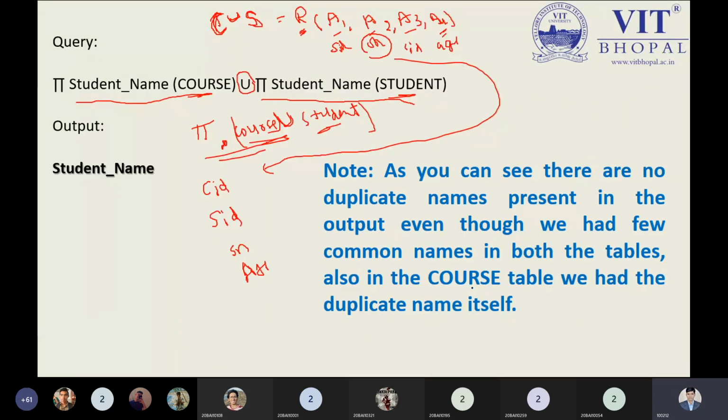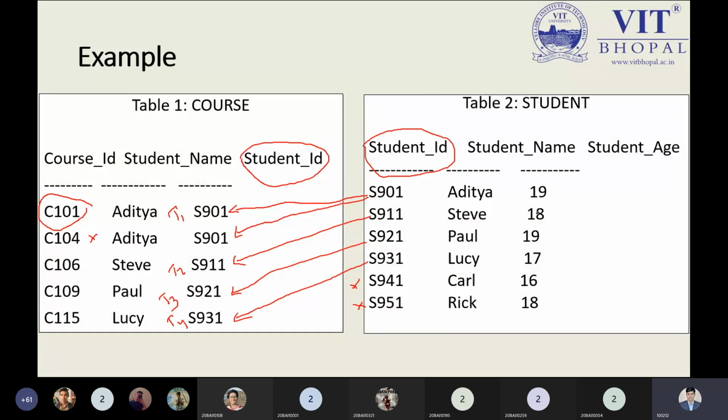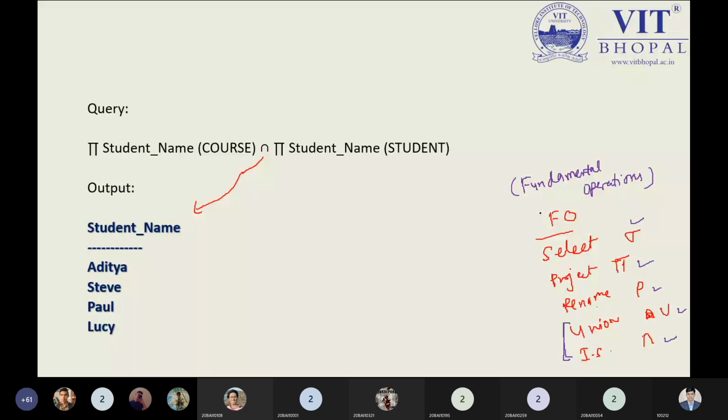Yeah, this is the intersection operator. The intersection operator symbol will be R1 intersection R2. So I'm using this one. See, Carl does not exist here and is not supported by the course. So we have this one. Now, clear right now?